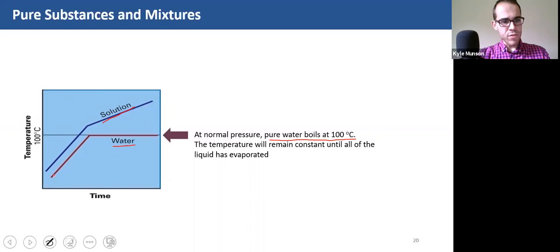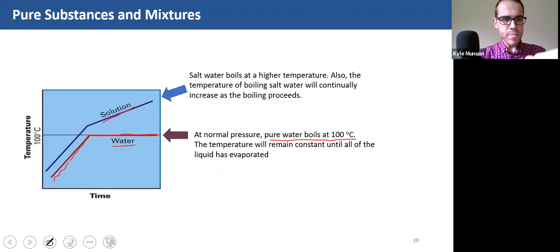So if we start here, the temperature increases, then stops, the water's boiling, and it remains constant until all the water has boiled away for pure water. For the salt water solution though, it boils at a higher temperature, and the temperature will also increase as the boiling proceeds. So this is different from pure water. Temperature is going up and up as the water is boiling.